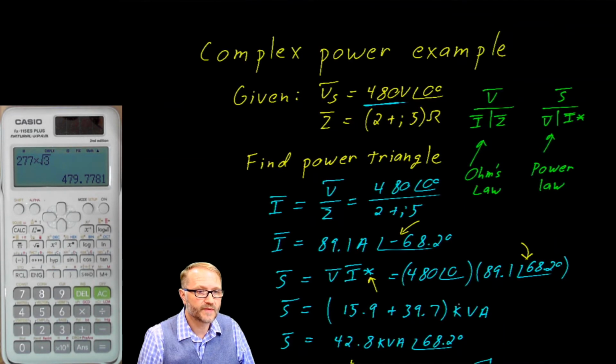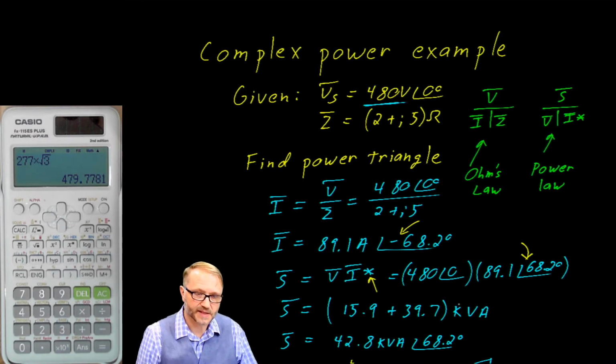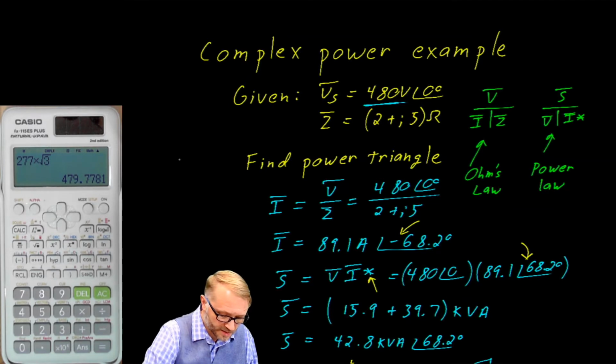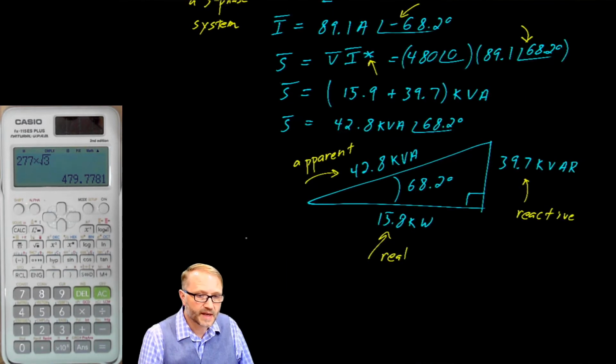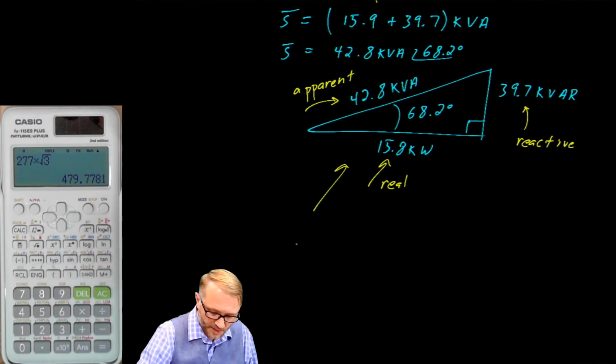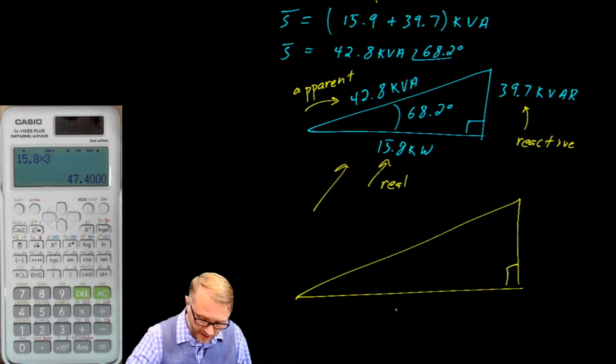If we have a 3-phase system, we can model the 3 phases as a single phase. So if we assumed that this was for a single phase of a 3-phase system, we could then say that this power triangle actually gets multiplied by 3. So we end up with a very large power triangle. And we have 15.8 times 3, which gives us a real power of 47.4 kW.